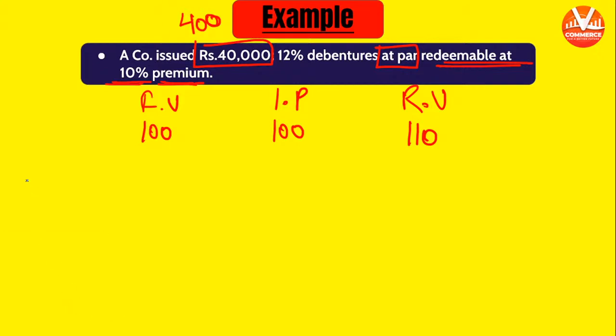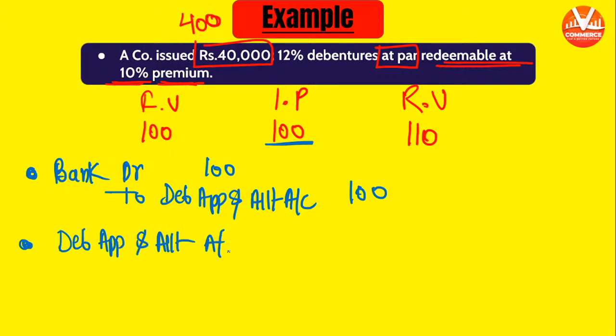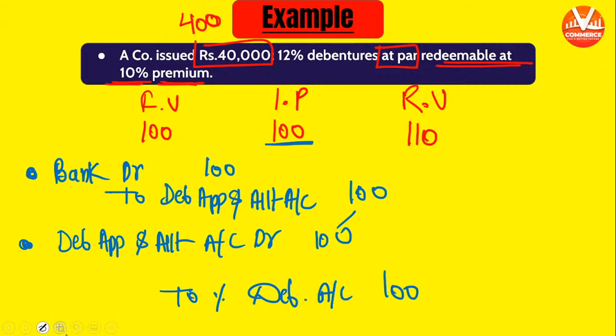Now first you will receive application money. Bank account debit to debenture application and allotment. We will receive application money and it will be 100 rupees because the issue price is 100. Then the second entry, first you will pass the normal entry. Debenture application and allotment account debit 100 to percentage debentures account, face value is 100.